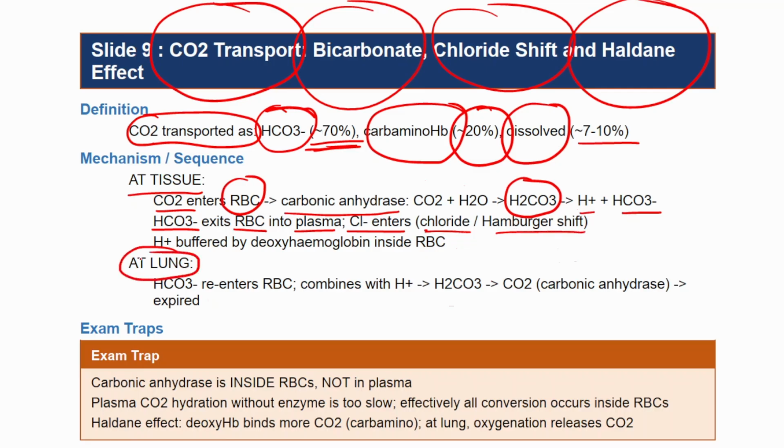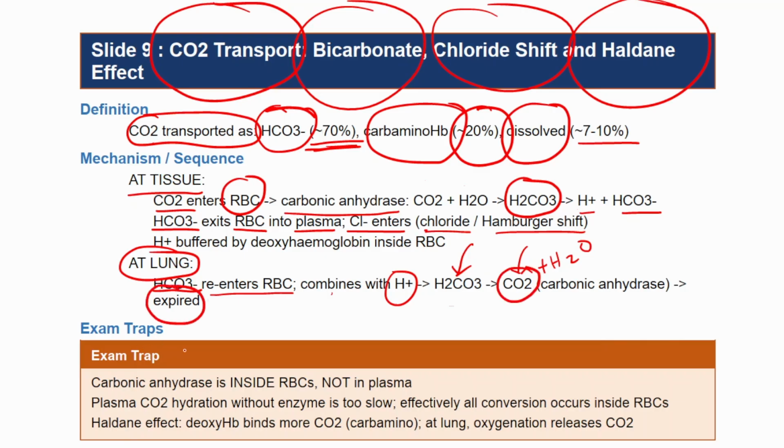And the lung or alveolar sequence goes like this: first, bicarbonate re-enters the RBC. It combines with proton to form carbonic acid. Carbonic acid is broken down into carbon dioxide and water by carbonic anhydrase. The released carbon dioxide is expired through the lungs.